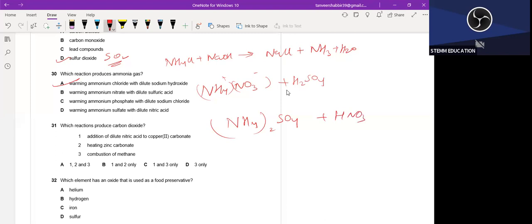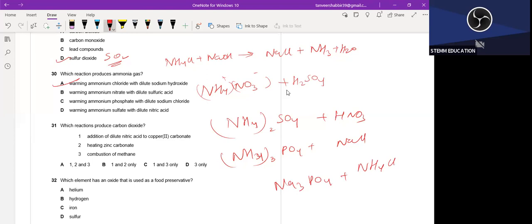Now, if we use ammonium phosphate and sodium chloride, it will form sodium phosphate and ammonium chloride. Okay, and ammonium sulfate reacting with dilute nitric acid will also not produce ammonia. Only the first option will produce ammonia.